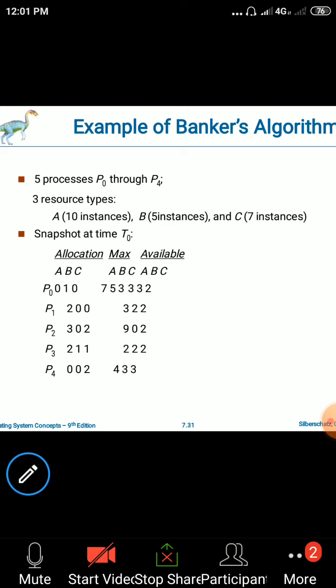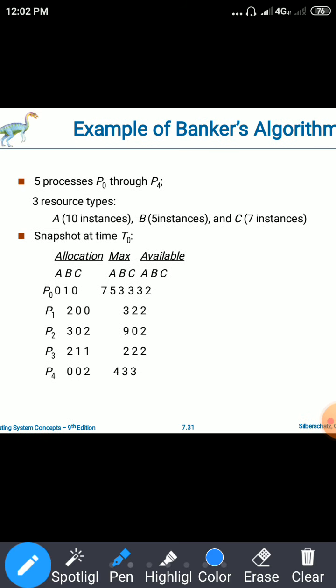So three resources are available: A, B, C. How many instances of each resource type are available? 10 instances of resource A, 5 instances of resource B, and 7 instances of resource C. Now we will see the maximum, the allocation, and what are the available resources.